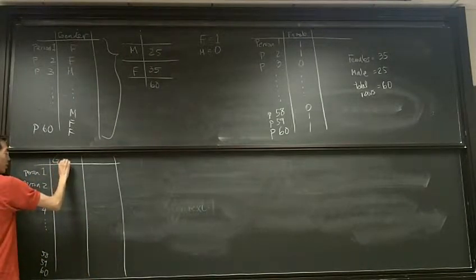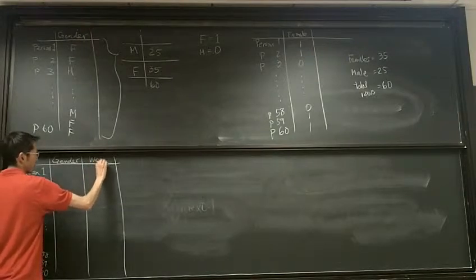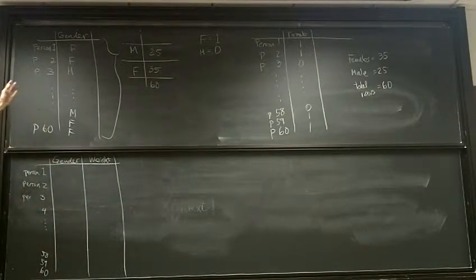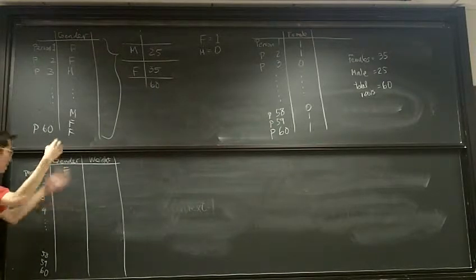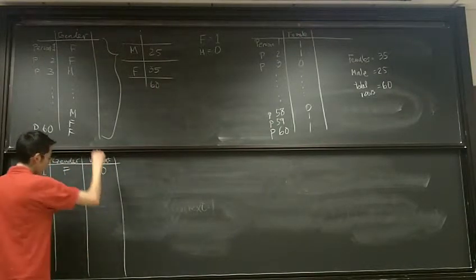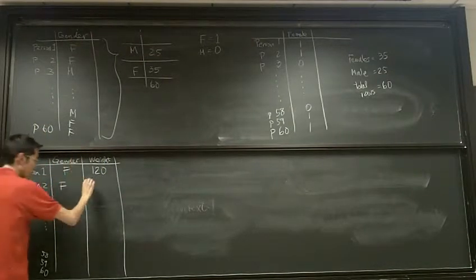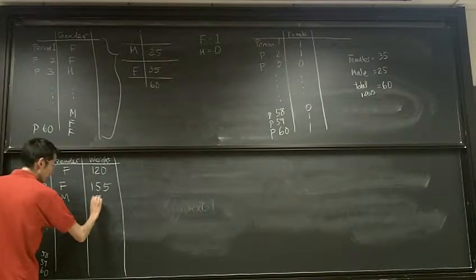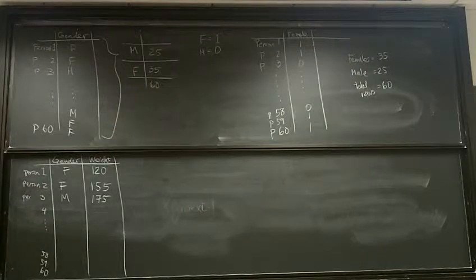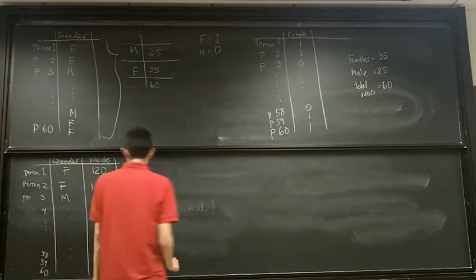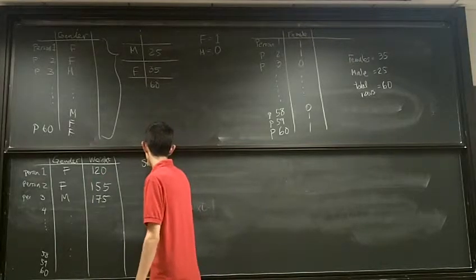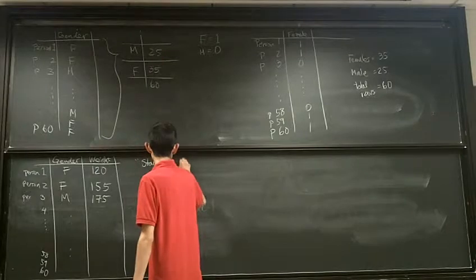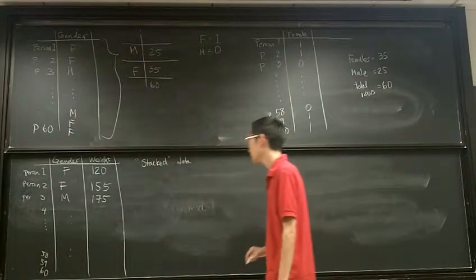So this one would be gender, and this would be weights. Person 1 was female, and she says she weighs 120, and person 2 female weighs 155, and person 3 male, and he weighs 175 or whatever. It doesn't matter. We would gather a whole bunch of data like this. This would be one way, and this would be known as stacked data.